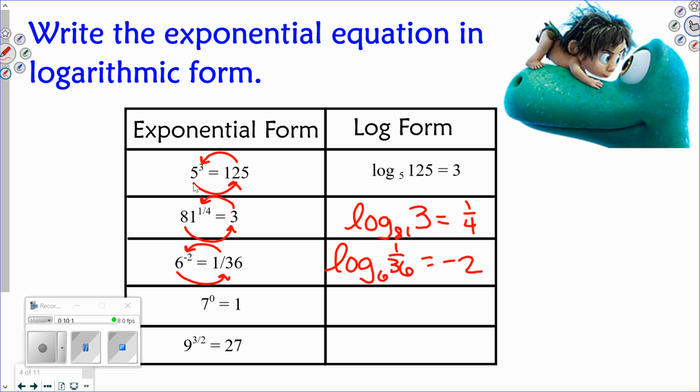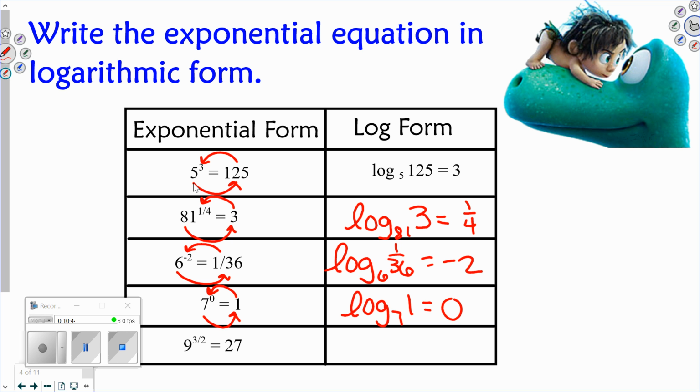All right, Tara. Log base 7 of 1 equals 0. Yep, so your 7 is the first number, then I'm writing the 1, then it equals the 0.